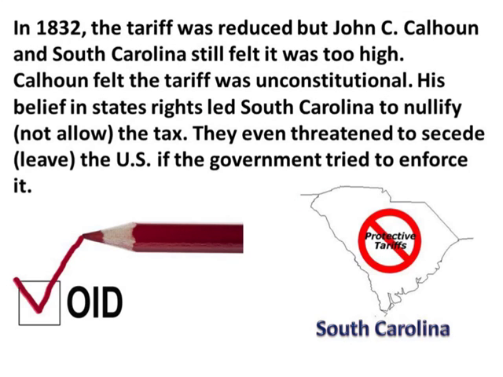In 1832, the tariff was reduced, but John C. Calhoun in South Carolina still felt it was too high. Calhoun felt the tariff was unconstitutional. His belief in states' rights led South Carolina to nullify, which means not allow, the tax. They even threatened to secede, which means leave, the United States if the government tried to enforce it.